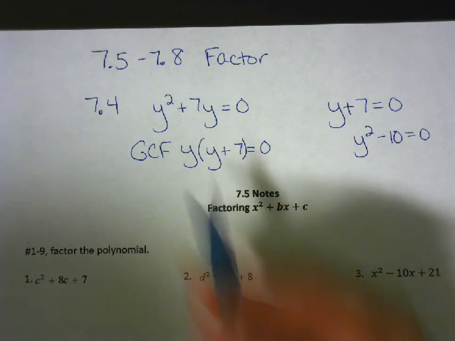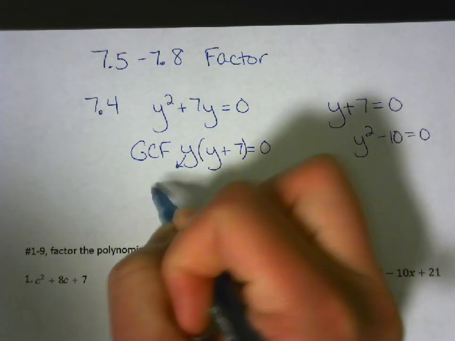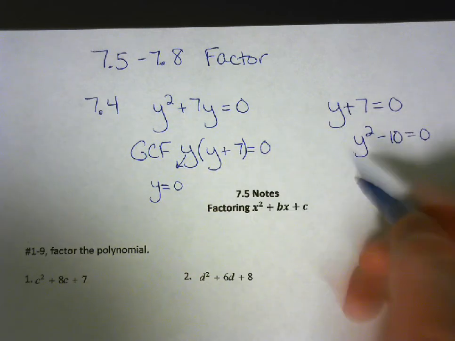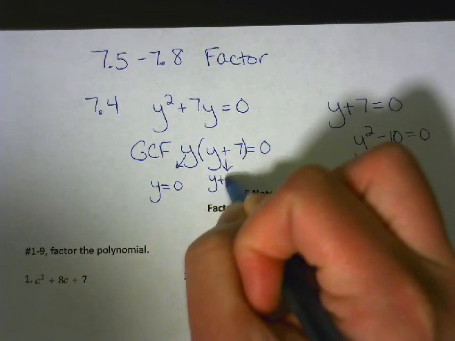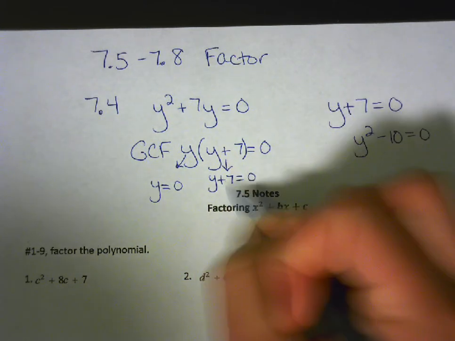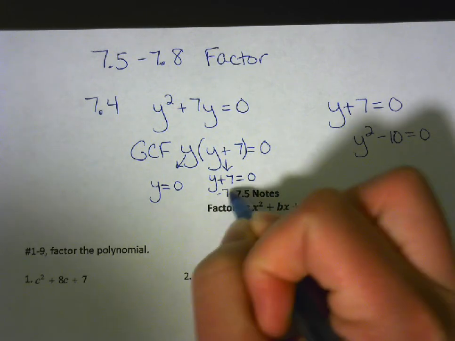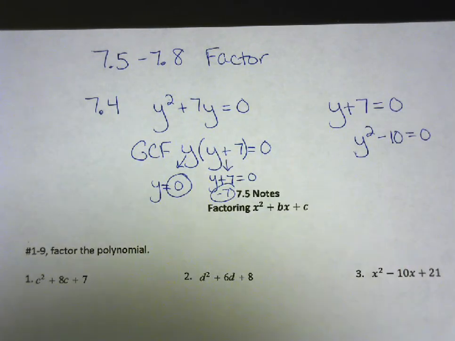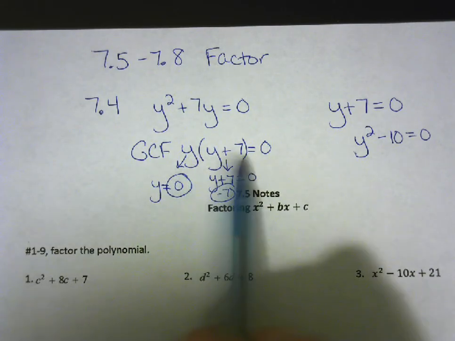And then what you do is you just set each piece equal to 0. So you do y is equal to 0, and then this part right here would be y plus 7 equal to 0, and then when you move the 7 over, you get negative 7. So those would be your two solutions. Okay, sorry, I was kind of running out of room there. But you really need to create parentheses.